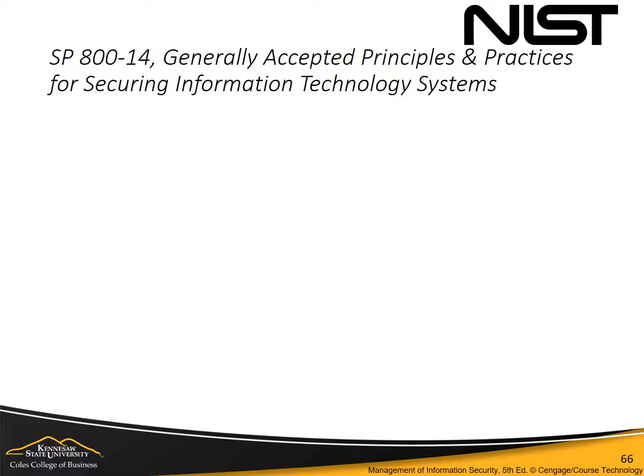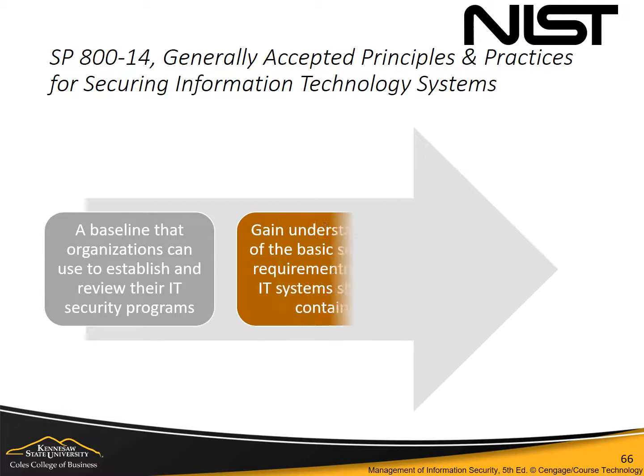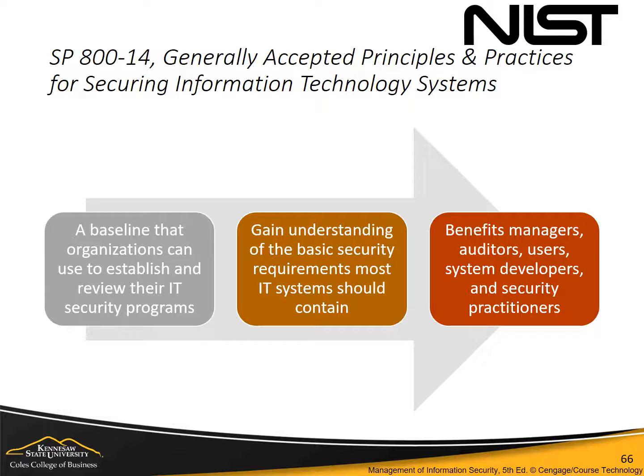SP 800-14, Generally Accepted Principles and Practices for Securing Information Technology Systems, is also a useful reference guide providing a foundational guideline for conducting multi-organizational as well as internal business. It provides a baseline of information security that organizations can use to initially establish or review their IT security programs, and allows the reader to gain an understanding of the basic security requirements that should be a part of most good IT systems. Managers, internal auditors, users, system developers, and security practitioners could benefit from reviewing this free publication. If it's free, why not?